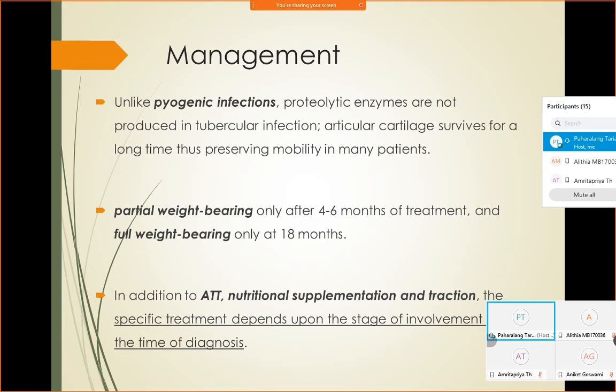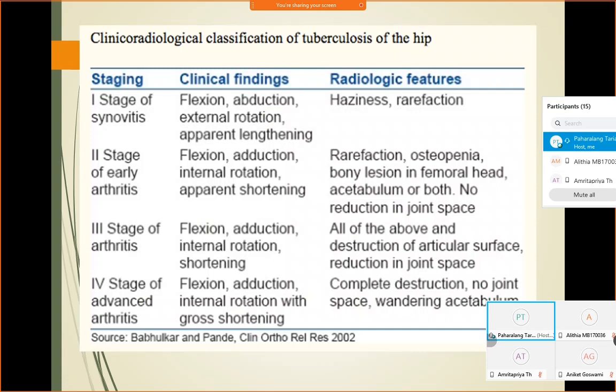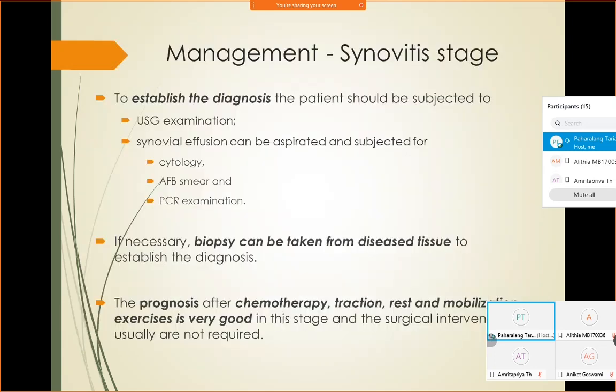So you've come to management already. You know how to go about management. So this is back to the stages that you've seen here. I'll not detail it again, but you've seen the clinical findings where apparent lengthening is there in the first stage, followed by apparent shortening, then shortening and gross shortening. So I'll not go into this so much.